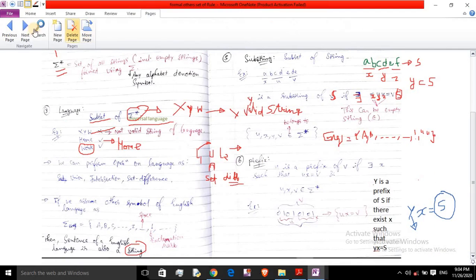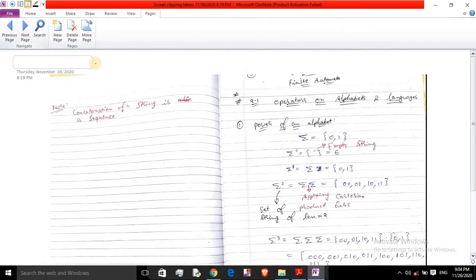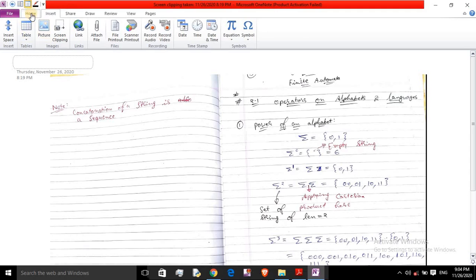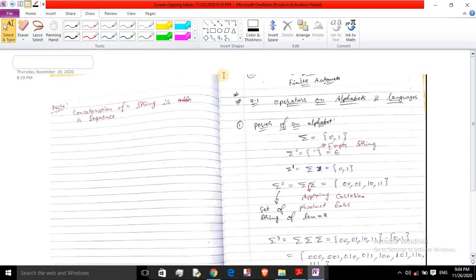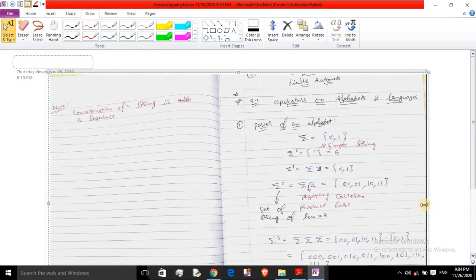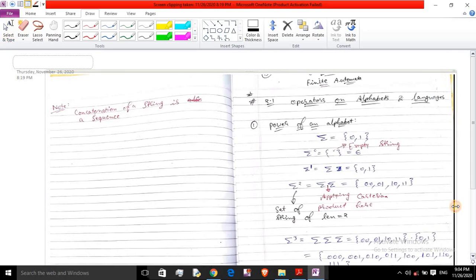Now look at this part. Okay, just wait. I have to select it and expand it. Okay, enough.